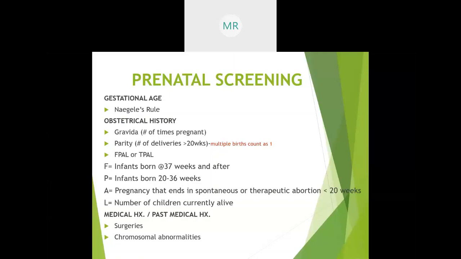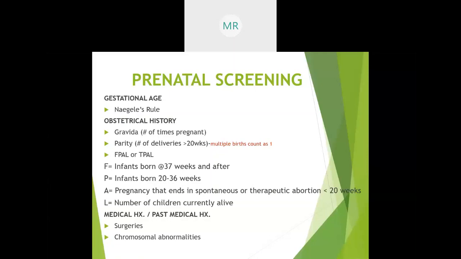Parity is a more specific history than gravida, because all we know in gravida is the number of times she's been pregnant. But now in parity, we're going to talk about that pregnancy or those pregnancies. Parity is the number of deliveries. She could have had her first and only pregnancy until now, and that pregnancy could have been twins, but that multiple birth counts as 1. So that is the one parity, the one delivery.